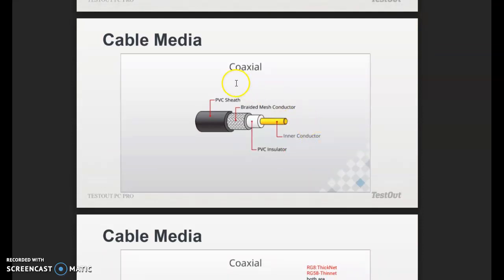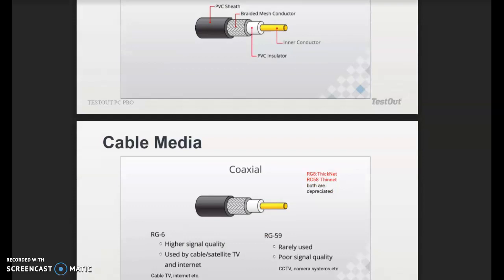Coax cable is a very, very common and very cheap way of installing media, and it uses an inner conductor. It has a PVC insulator, it has a mesh conductor outside, and then PVC at the end.